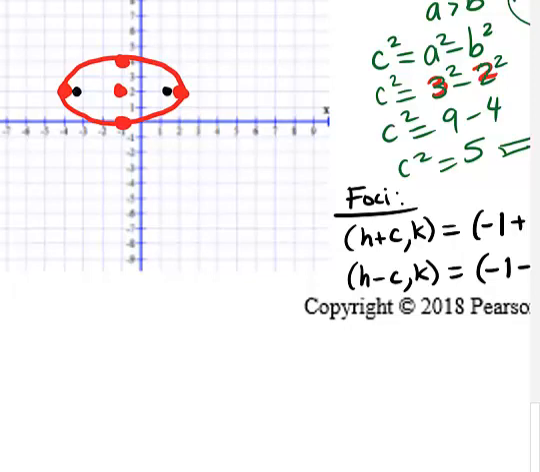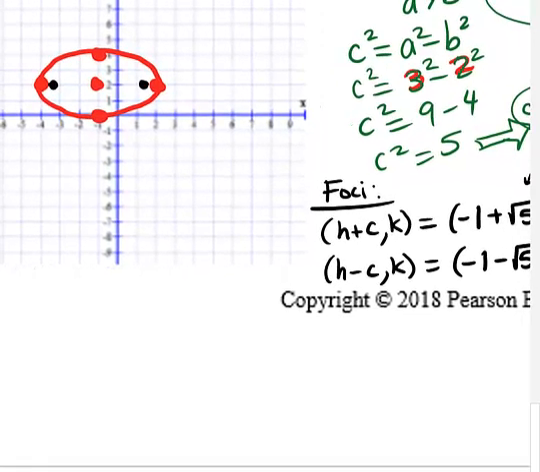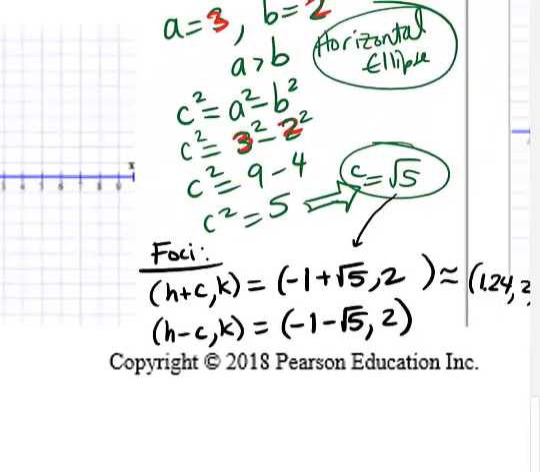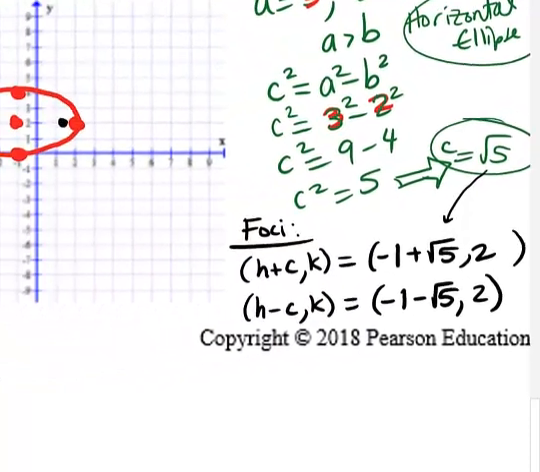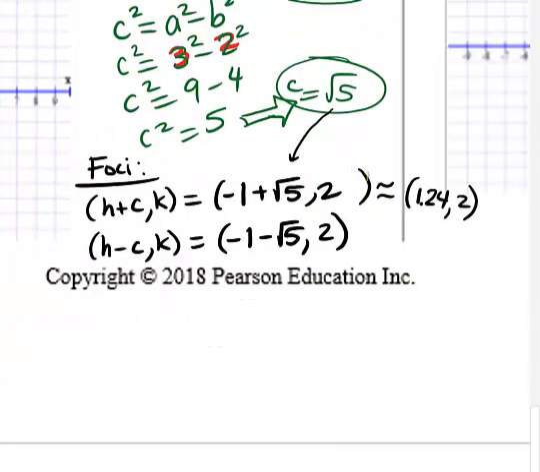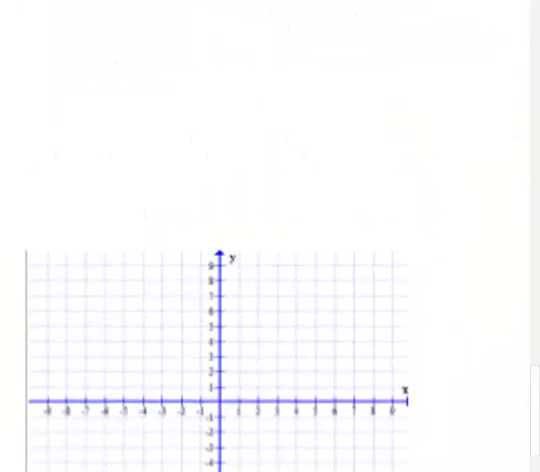So foci, they should always, if it's a horizontal ellipse, be left and right of the center. And if it's a vertical ellipse, they should always be above and below. So okay, anyway, I guess I should highlight the answer, huh? Well, the foci. There they are. They're the two guys. And I guess the graph is also important.